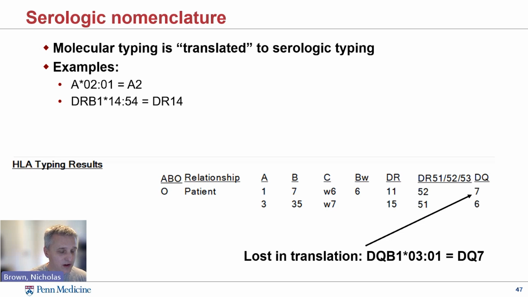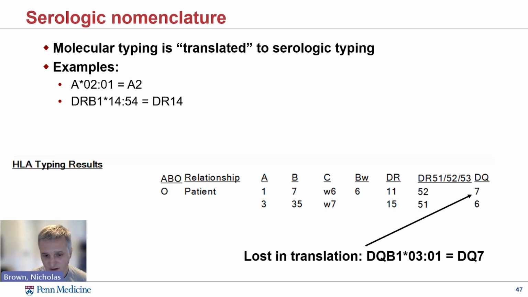And so for the most part, it's pretty straightforward, right? So we might type a patient and find that they have an A*02:01. And usually what we do is we take that first field and that gets translated to A2, for example. This DRB1*14:54 would be a DR14 because that's that first field there. And for the most part, that's pretty straightforward.